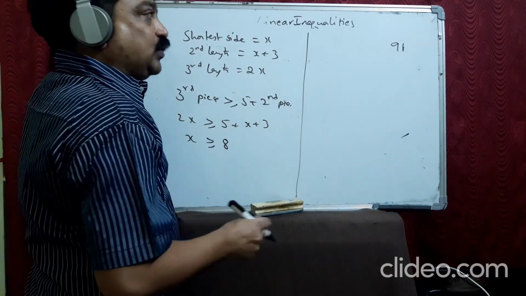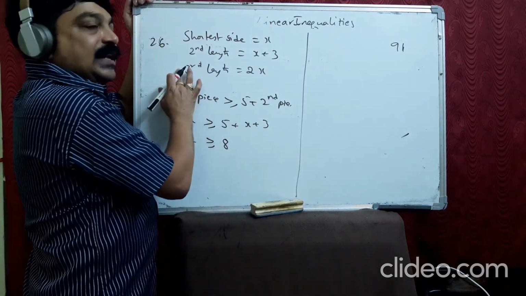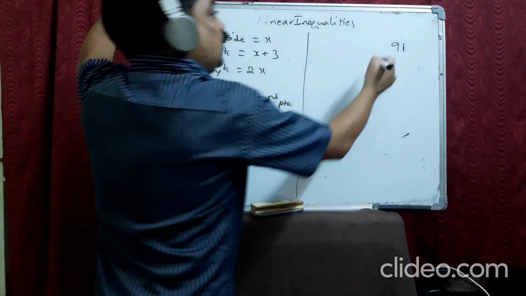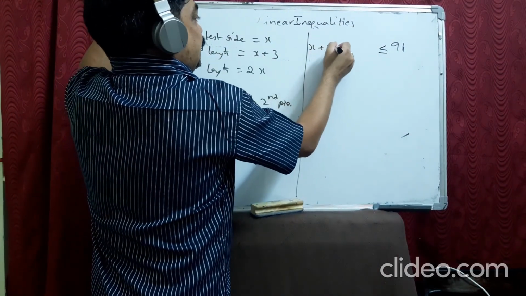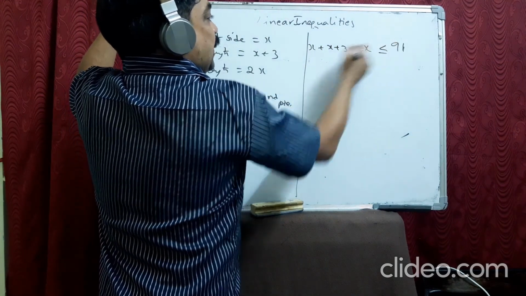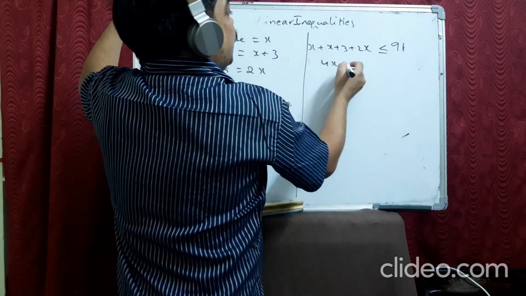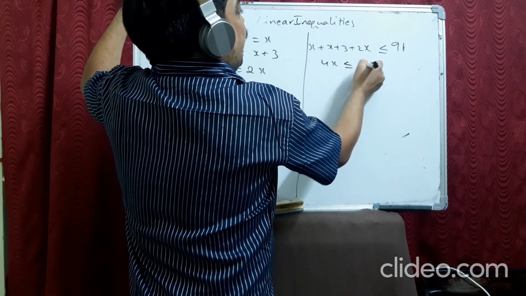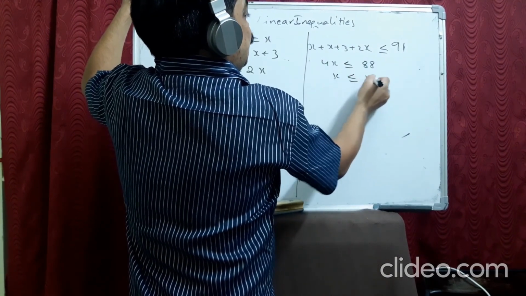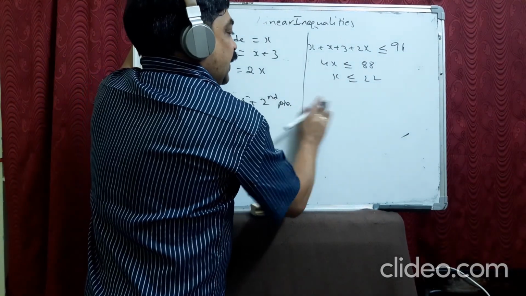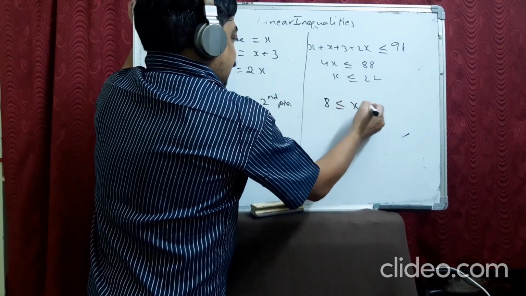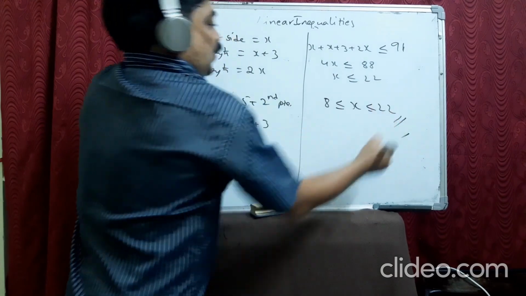And one more thing we have to do is, whatever you make the lengths, these should be less than or equal to 91. That means all the 3 sides, x plus x plus 3 plus 2x must be less than or equal to 91. So it becomes 4x less than or equal to 88. x is less than or equal to 22. So what are the possible lengths? It should be more than 8. The value of x will be between 8 and 22. Okay.